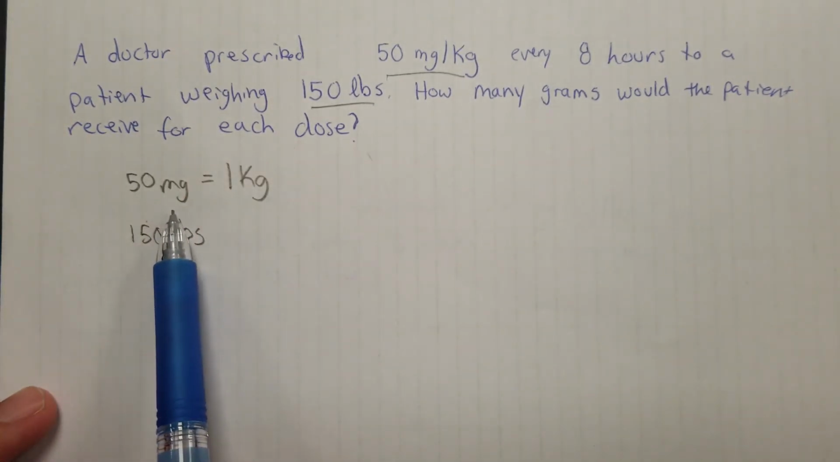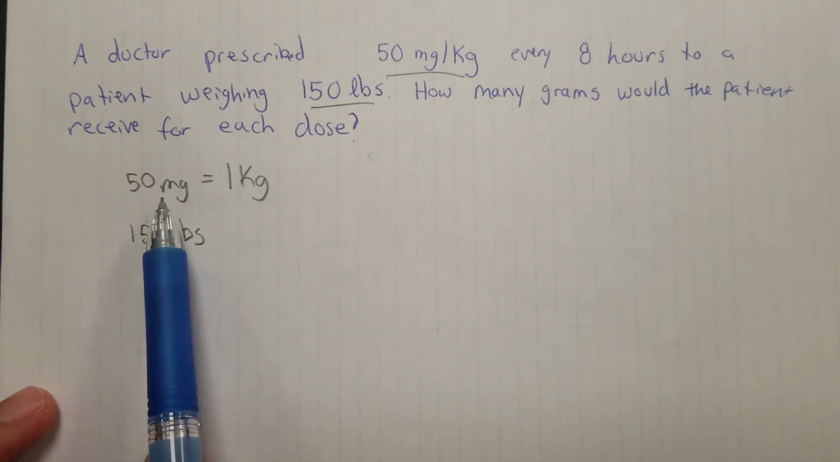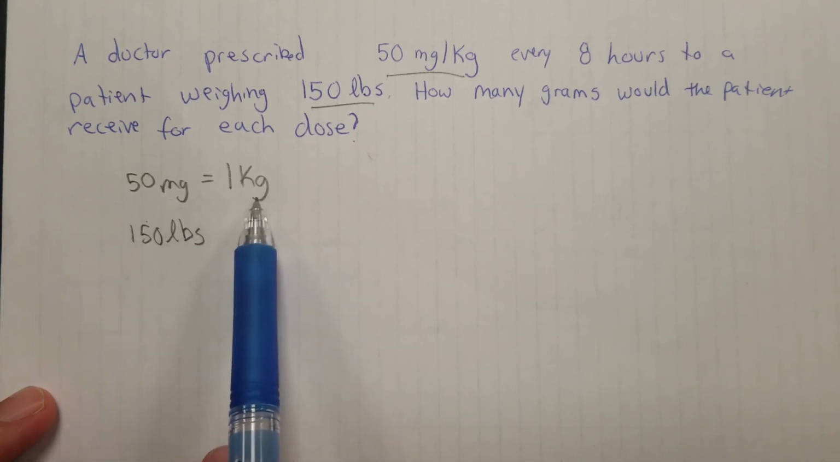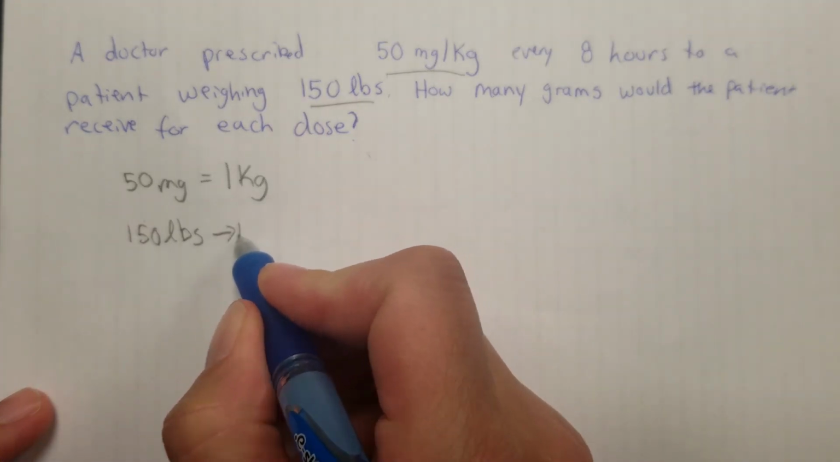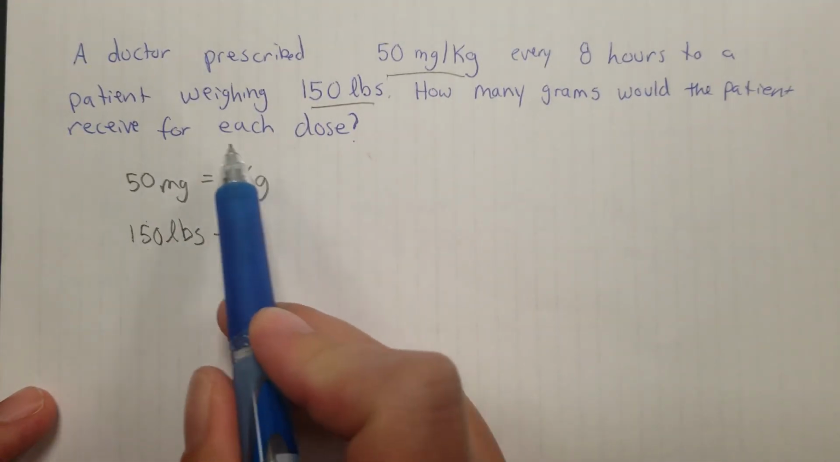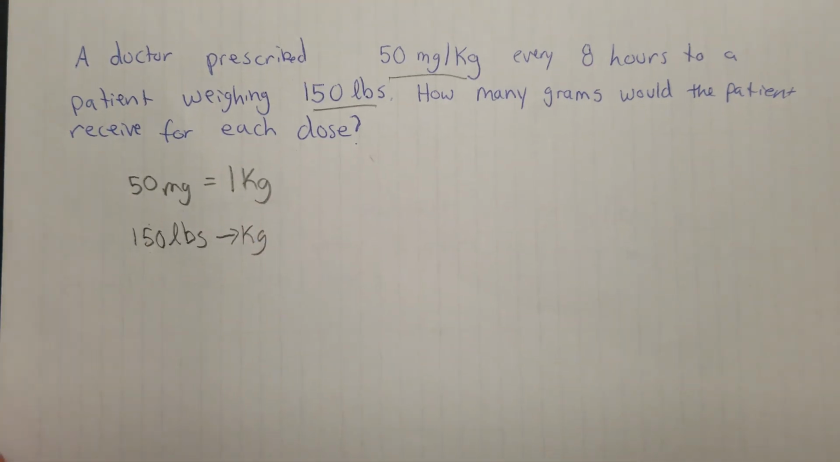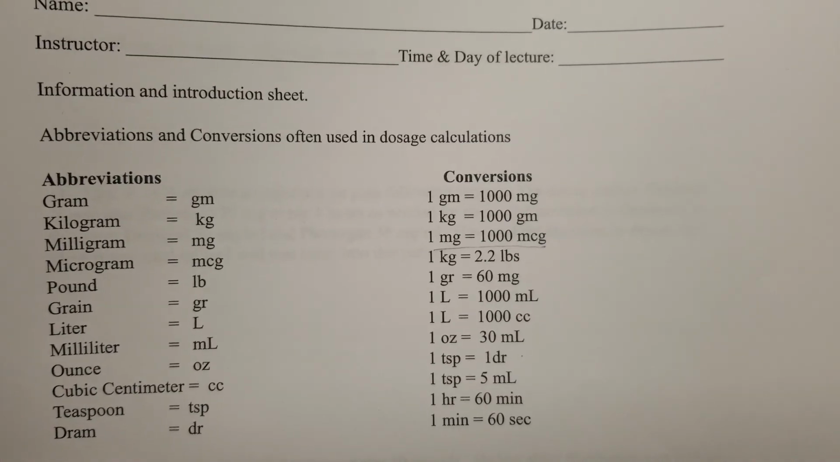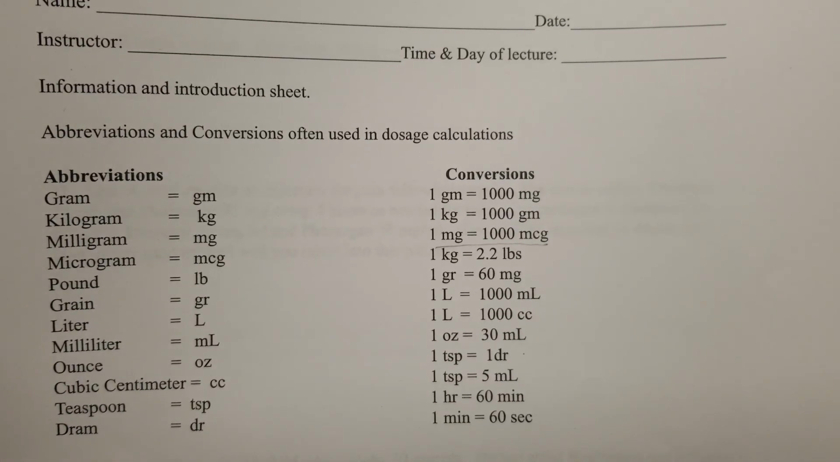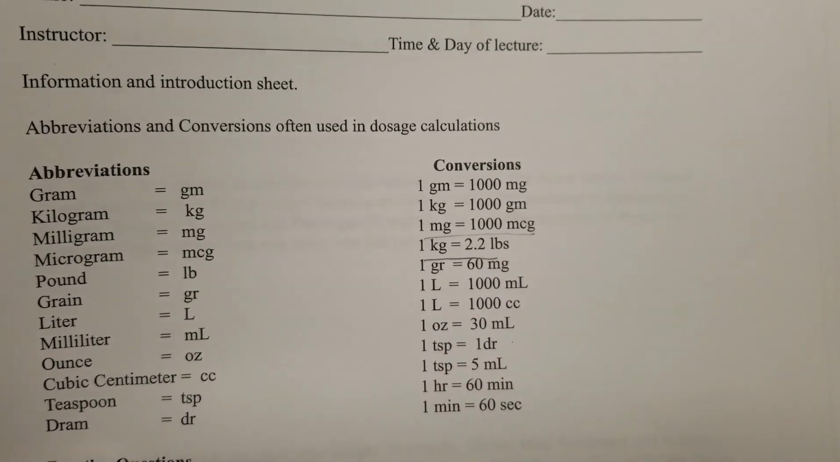But this dosage, you're supposed to give 50 milligrams for every kilogram the person weighs. Well, we don't have the person's weight in kilograms, we have the person's weight in pounds. So we are going to have to convert that to kilograms so that we can use this dose and administer it correctly. So I'm going to look up a conversion factor to go from pounds to kilograms. Is there one on this sheet? There is not. Oh yeah, it is. There it is. 1 kilogram is 2.2 pounds.